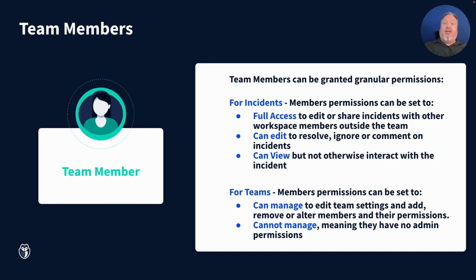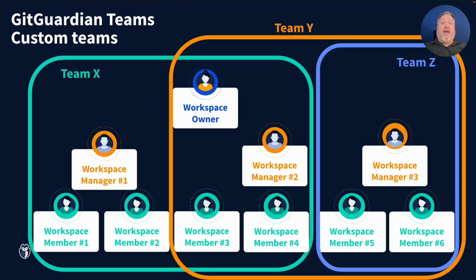The Can Manage settings lets members edit team settings and add and remove members and even alter their permissions. Of course, the opposite is true as well. The Cannot Manage settings removes these abilities. GitGuardian allows anyone with owner or manager workspace roles to create custom teams.